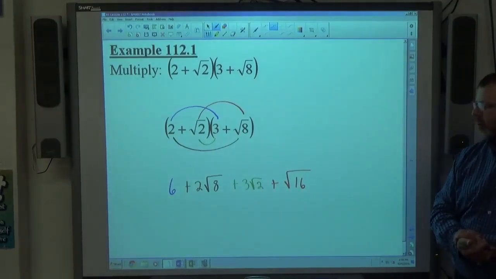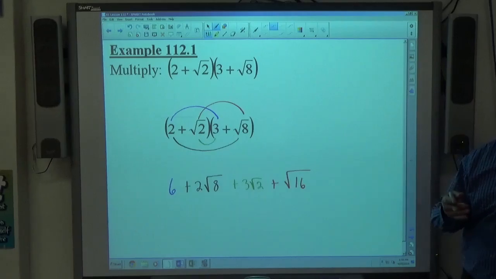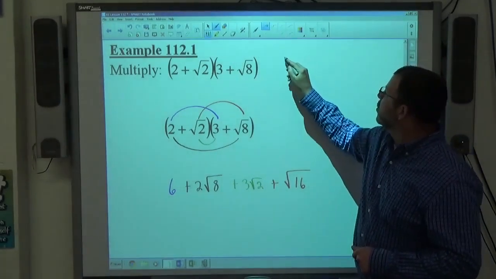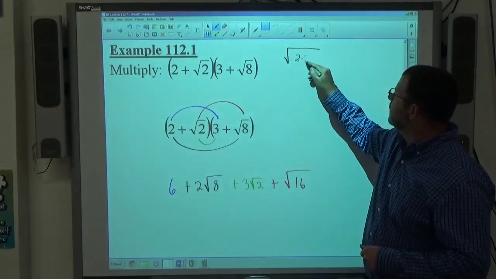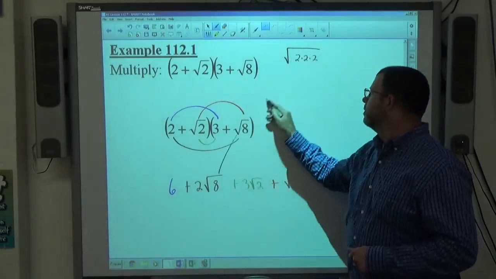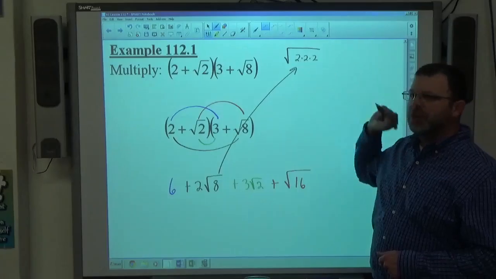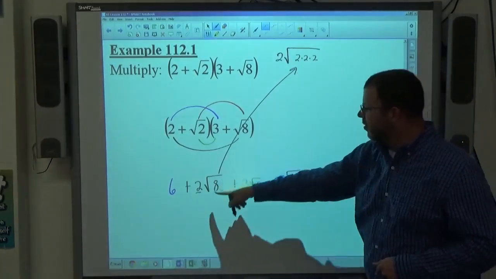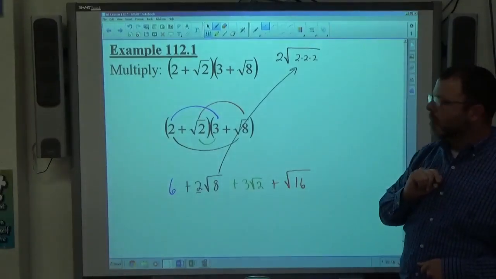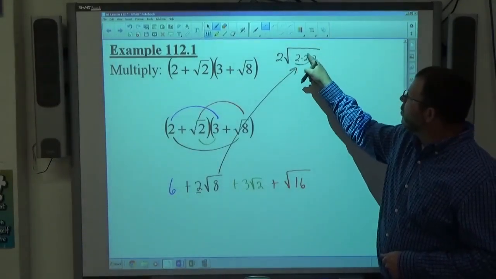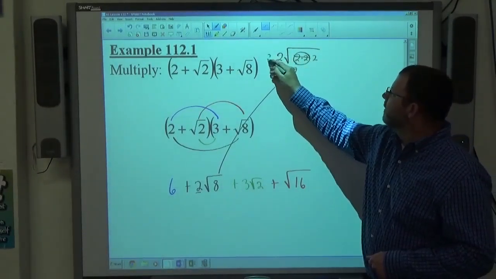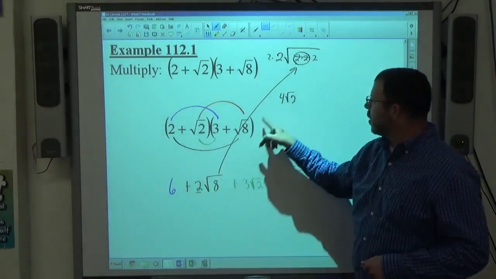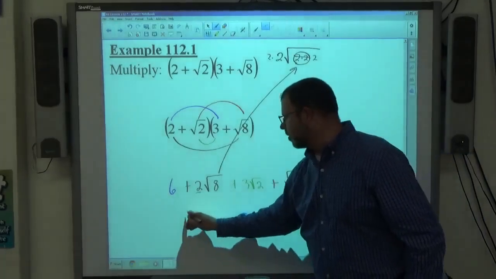Now, the next thing to do after that, if you're going to FOIL first, is to simplify each radical as much as possible. Take a look at the square root of 8. 8 is the same as 2 times 2 times 2. And there's a 2 in front of it, so I'm going to go ahead and put that 2 in front of it. A pair of 2's inside gets to pull 1, 2 outside. 2 times 2 is 4. So plus 2 times the square root of 8 is equivalent to plus 4 times the square root of 2.